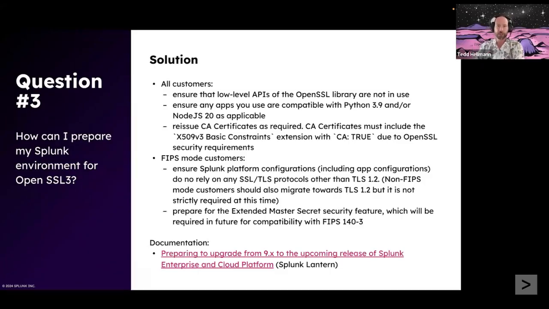In addition to the low-level APIs of OpenSSL libraries that we want you to move away from, you should also be aware of the changes that we're making to the Node and Python interpreters that are shipped with Splunk, and other sorts of certificate issues that you may run into.